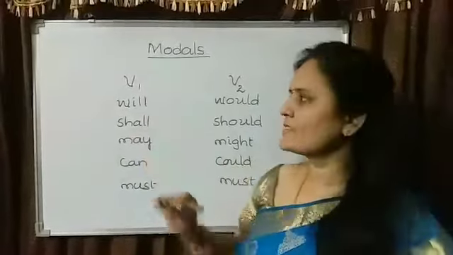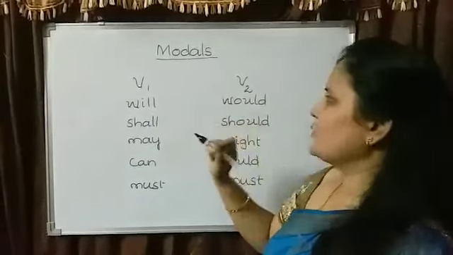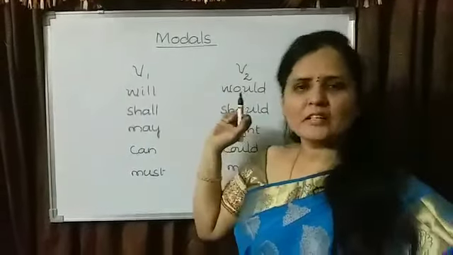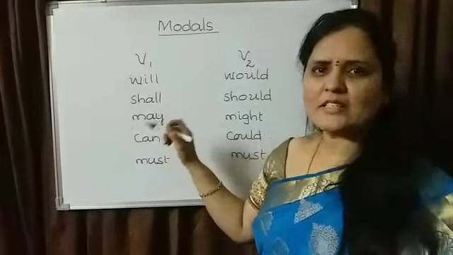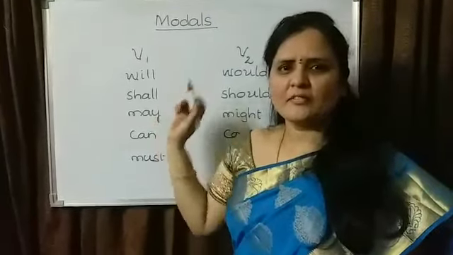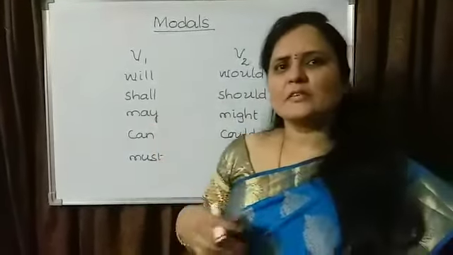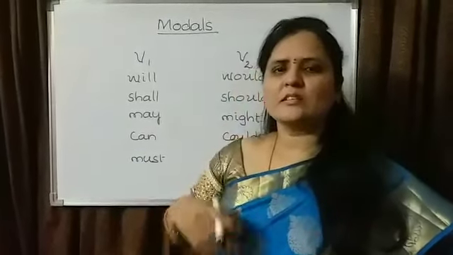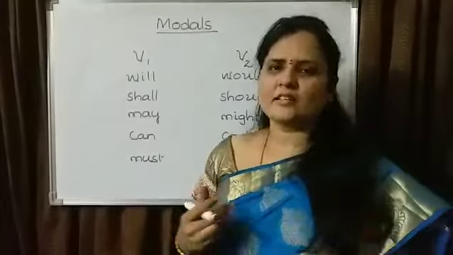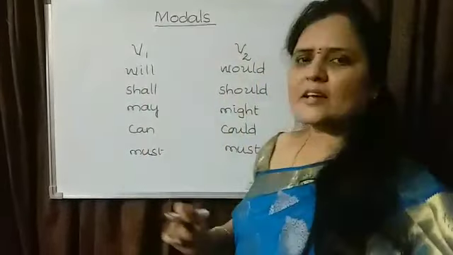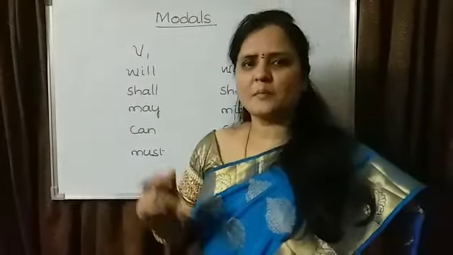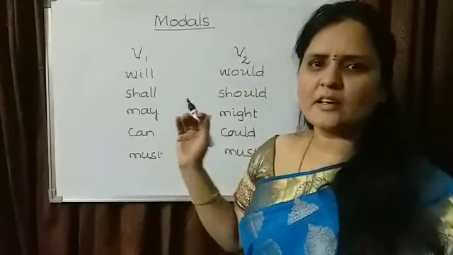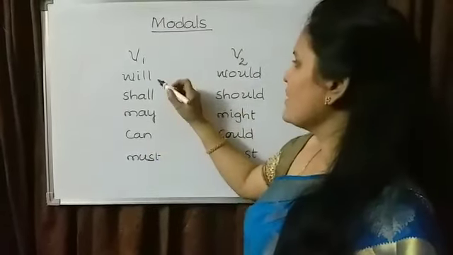Now coming to modals. Here we can see only two forms, V1 and V2. There is no V3, because we use modals to express requests, to take permissions, obligations, etc. Here these are called as weak forms because there is no V3. There are only V1 and V2 forms.